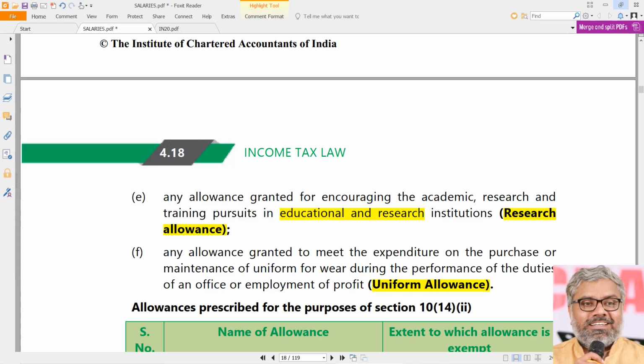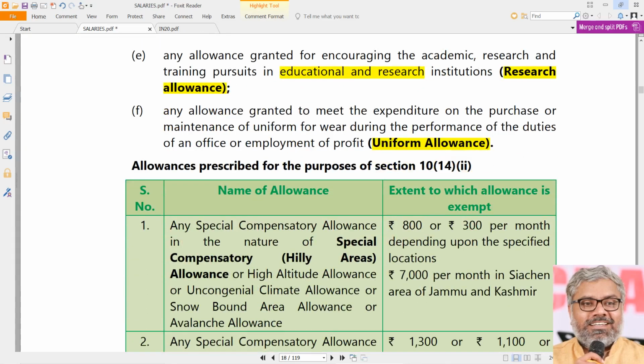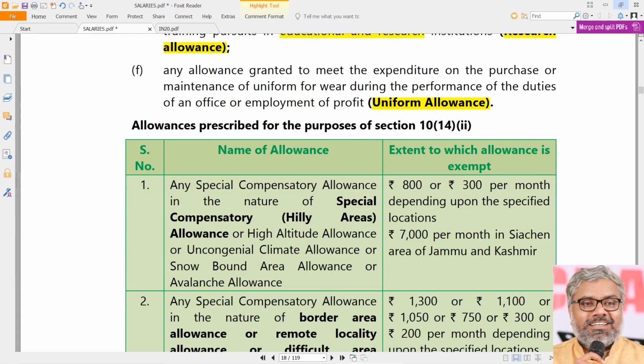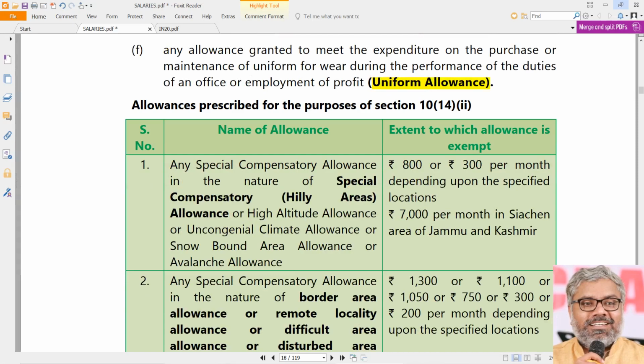Then 10(14)(ii) comes, which is a separate situation. Here limits are there. 10(14)(i) has no limits, as we have just discussed. 10(14)(ii) is about allowances which are also given, but in general these allowances are all special allowances, usually for some other purpose. The purpose is not necessarily official. Employer is giving some allowances. Once again, we don't need to really worry about purpose as far as 10(14)(ii) is concerned.